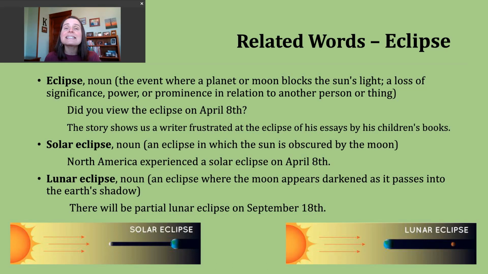Now, another type of eclipse is a lunar eclipse. Lunar means related to moon. So this is an eclipse where the moon appears darkened as it passes into the Earth's shadow. So again, I've got a diagram here. You can see the sun. Here's our planet Earth, and Earth is getting in the way of blocking the light to the moon. An example of this in a sentence might be, there will be a partial lunar eclipse on September 18th. Right? So this particular type of event will occur and does occur a little more frequently than solar eclipses.